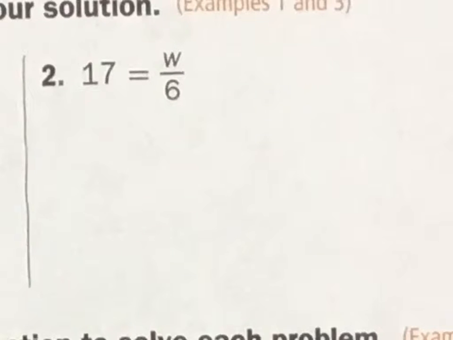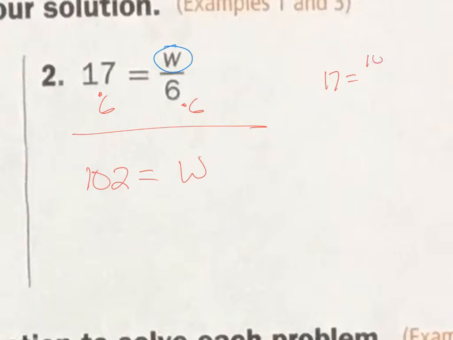Number 2, I'm going to circle the variable. It's w divided by 6. So now I'm going to times this by 6 and times this by 6. And what happens is 17 times 6 is 102 equals w over 6 times 6 is going to just be w. Now I have to check it. 17 equals, I think the w is 102 over 6. When I have my calculator, check 102 divided by 6, it gives me 17. Checks out.